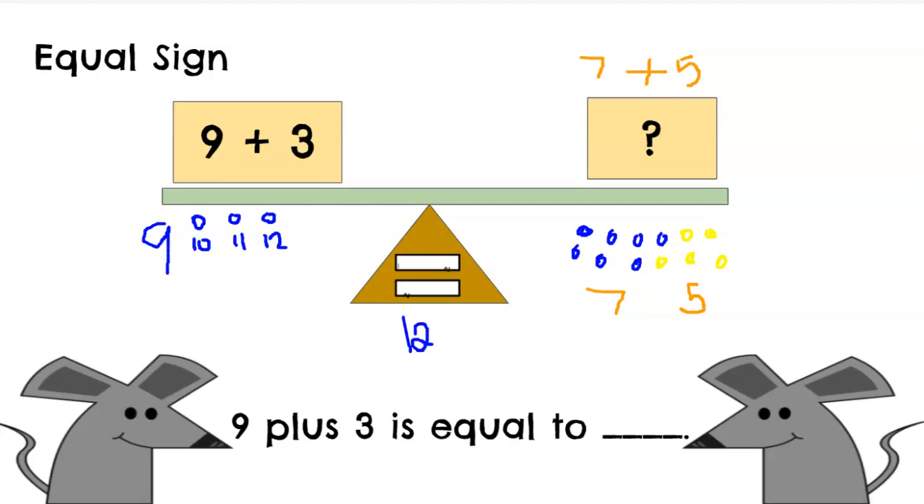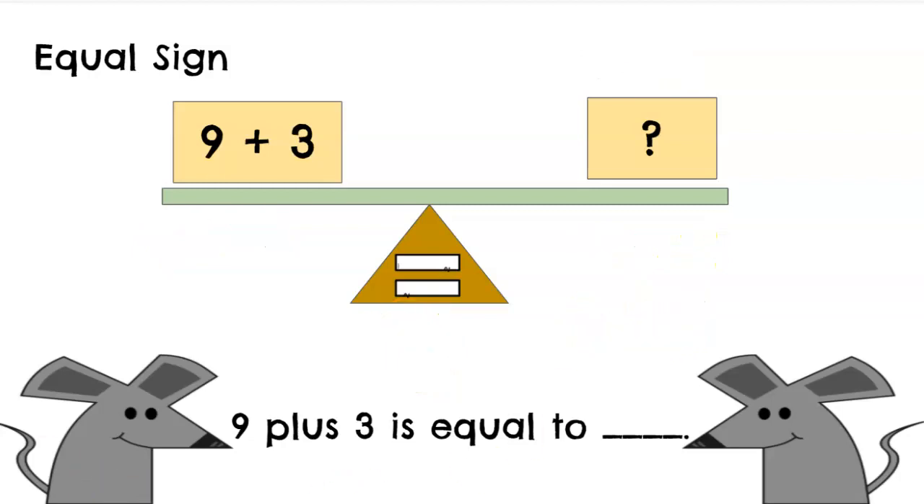Remember, when you have equations on either side and they're different, all you're doing is composing the number in different ways. So the number that I'm trying to compose here is 12. And I composed it on the left side using 9 plus 3. And on the right side, we composed it using 7 plus 5. So let's try it one more time.